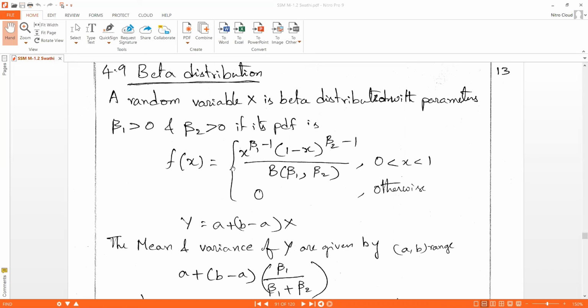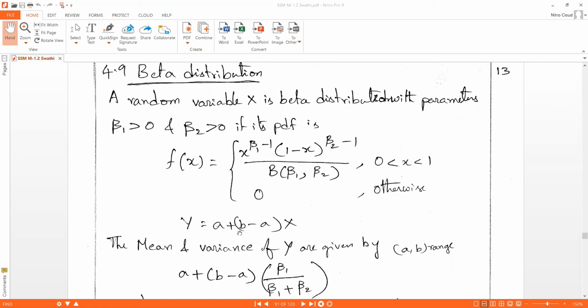F of x equal to x power beta 1 minus 1, into 1 minus x power beta 2 minus 1, divided by b of beta 1 comma beta 2. Okay, this is for 0 less than x less than 1. Otherwise, f of x equal to 0.